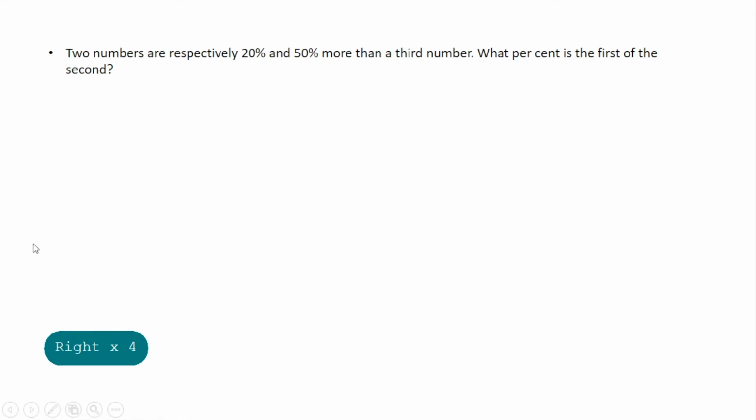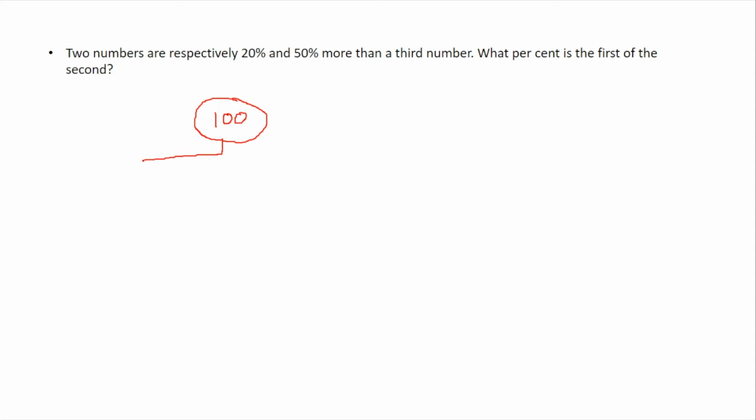Here is a question: two numbers are respectively 20 and 50% more than a third number. What percentage is the first number of the second number? So take the third number as 100. For reference, you can assume any number you want, 10 or 20 also, but 100 gives a simple calculation, so that's why I assume 100.